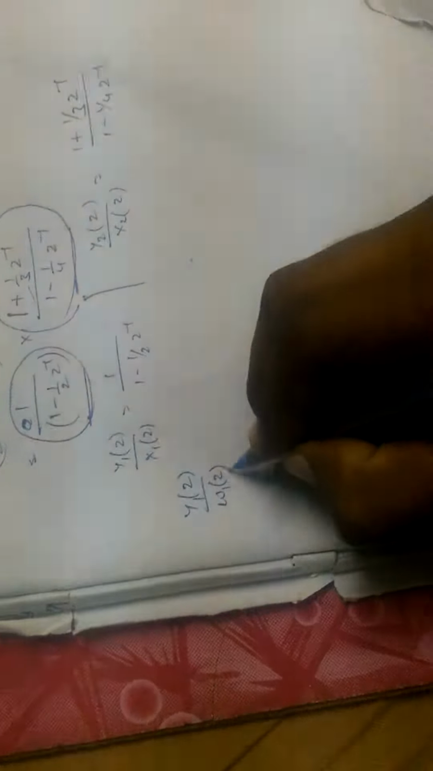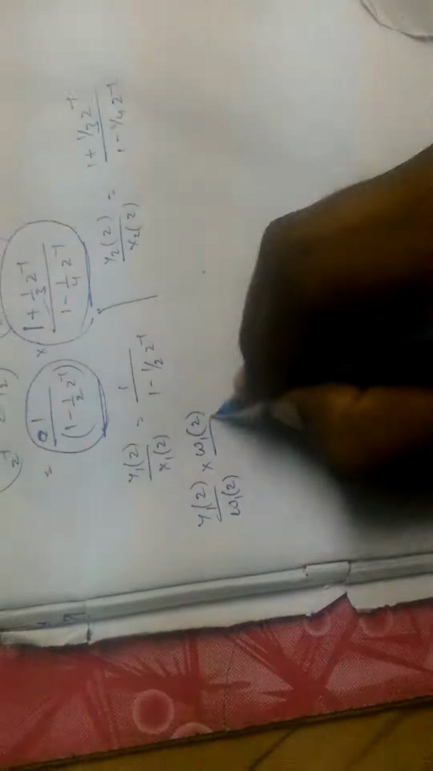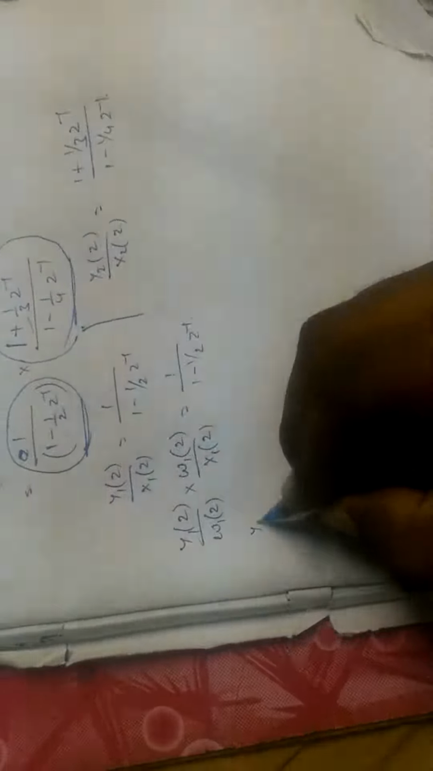Then multiply Y1(z) divided by W1(z) into W1(z) divided by X1(z), which is equal to 1 divided by 1 minus 1/2 z inverse. Y1(z) divided by W1(z) is equal to 1, and W1(z) divided by X1(z) is equal to 1 divided by 1 minus 1/2 z inverse. So Y1(z) is equal to W1(z).